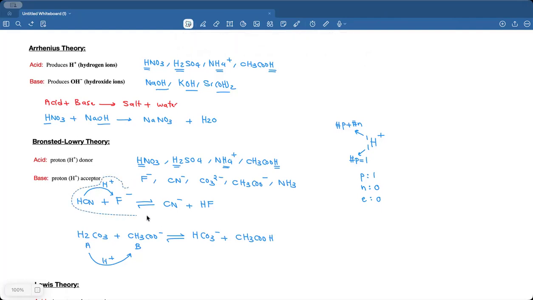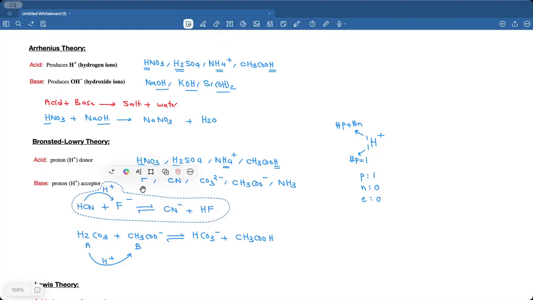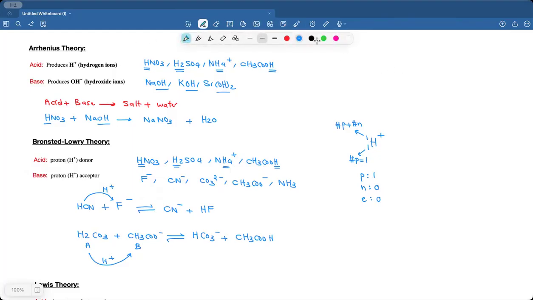And another note about this definition is that there's a terminology they use, which is conjugate pairs. So we want to talk about that right now. So based on that, let's say looking at the first example, HF we said was the acid, and then CN minus was the base. But if you look at the other side, imagine the reverse reaction taking place. So if the reverse reaction takes place, basically in this case, HCN would be the acid and F minus would be the base.